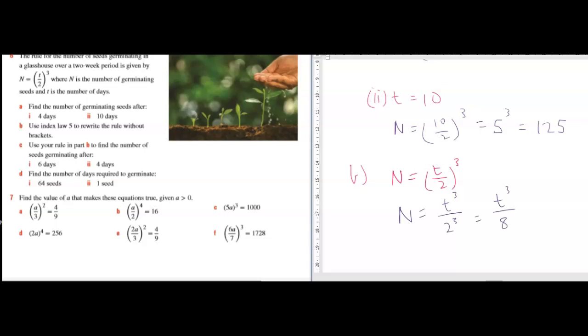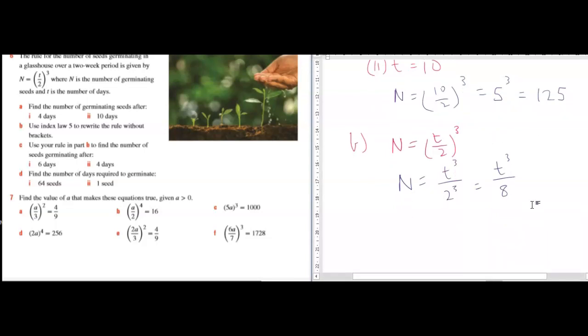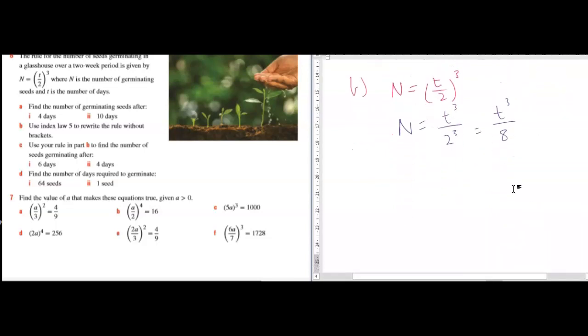Now you can see that would make it more complicated, as I said in the previous one, because then you're going to do 10 cubed, which is 1,000, and then 1,000 divided by 8, which gives you 125. Okay, so sometimes it's easier not to expand your brackets. Use your rule in part B to find the number of seeds germinating.